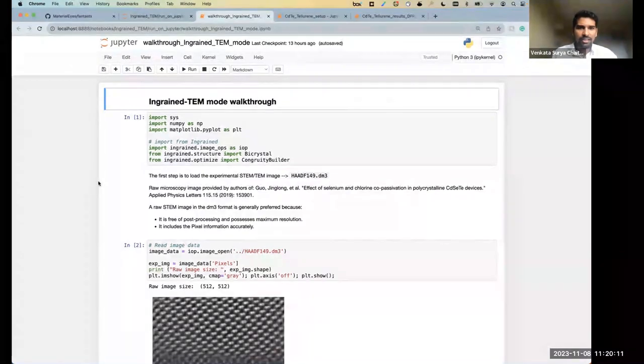So first I'll go through the Ingrained-TEM mode. Similar to the STM mode, first we will import the modules necessary from the Ingrained package. These are slightly different from the STM mode.